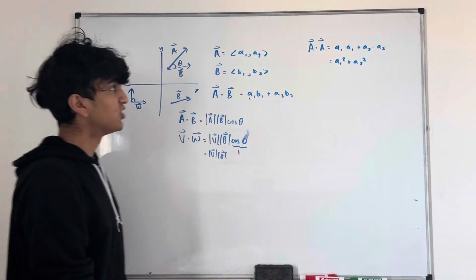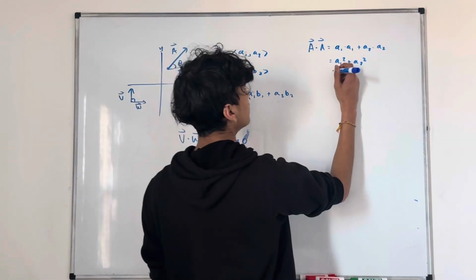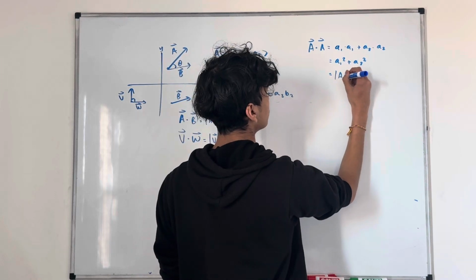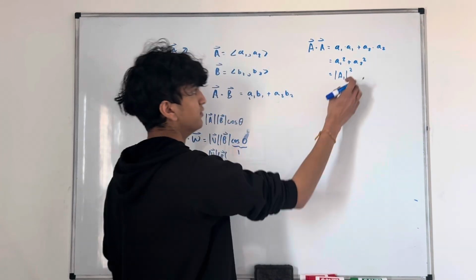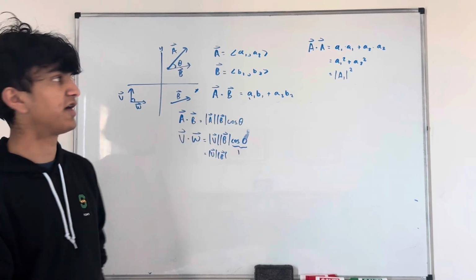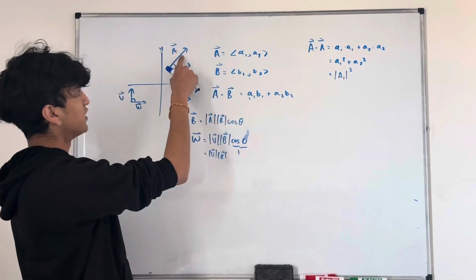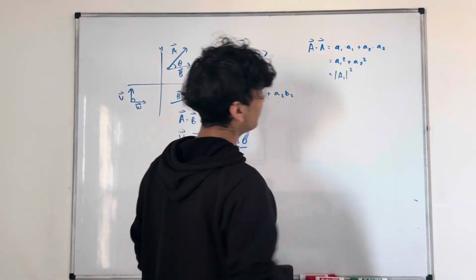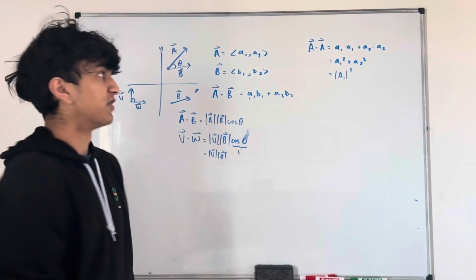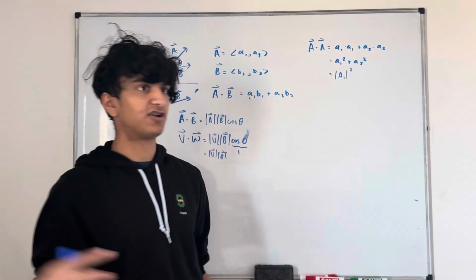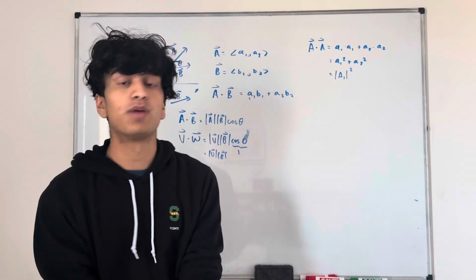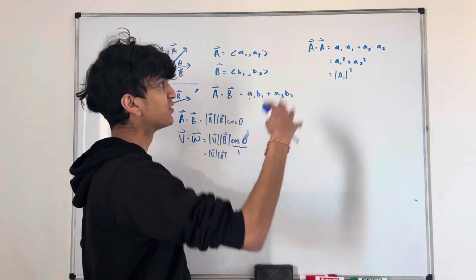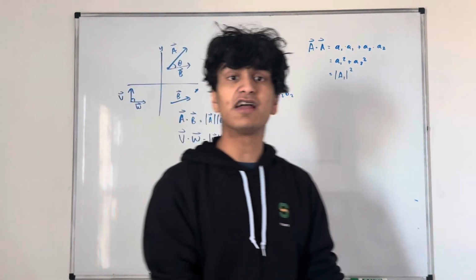And that is just the magnitude of A squared. Because if you think about the Pythagorean theorem, the length of A squared is just equal to A1 squared plus A2 squared. That seems intuitive, right? You're just doing A dot A. It's like you're kind of squaring it, but remember, vectors aren't scalars. You can't treat this like scalars, right?